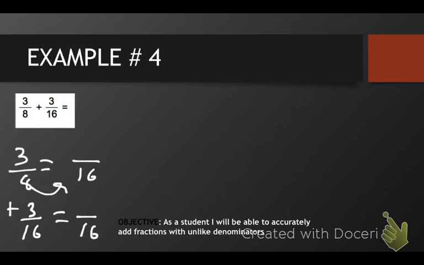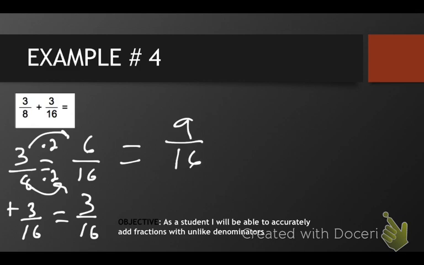How does 8 become 16? Multiply by 2. How does 3 become 16? Multiply by, what do you do to 3? You multiply it by 2, which would be 6. How does 16 become 16? It already is, so we keep them the same. 6/16 plus 3/16 is 9/16.